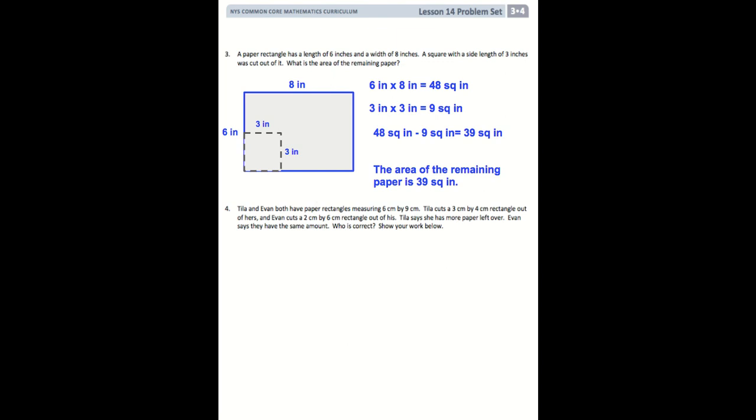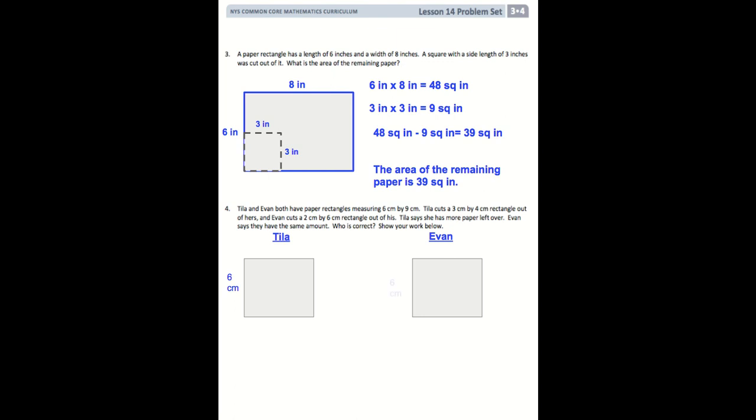Tila and Evan both have paper rectangles measuring 6 centimeters by 9 centimeters. Tila cuts a 3 centimeter by 4 centimeter rectangle out of hers, and Evan cuts a 2 centimeter by 6 centimeter rectangle out of his. Tila says she has more paper left over. Evan says they have the same amount. Well, who's correct? And show your work below. So this is how I worked it out, and you may have done it a bit different. We have Tila and Evan.